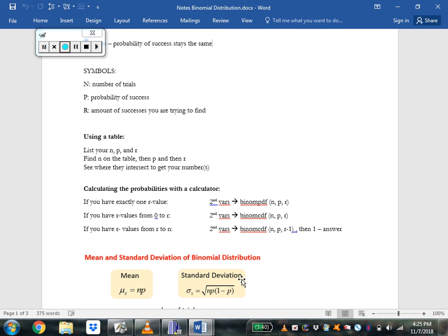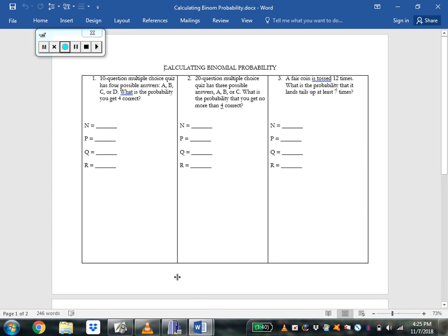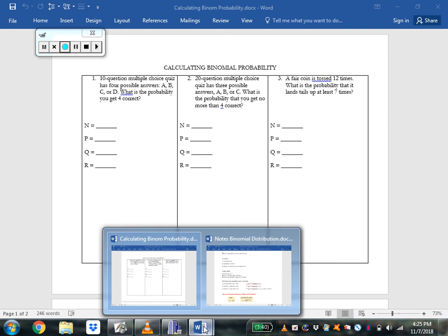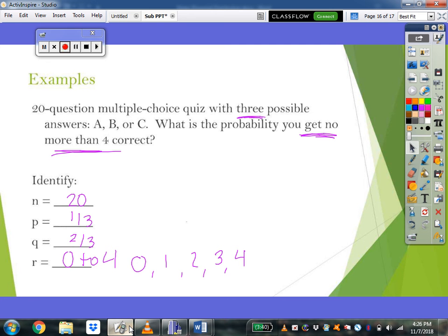By the way, I forgot to mention, it was probably a good idea that you have this sheet that you can write it all on. Sorry. Once again.